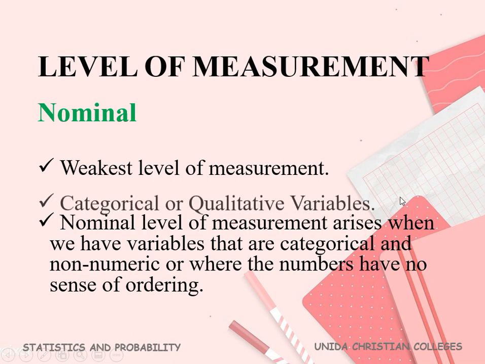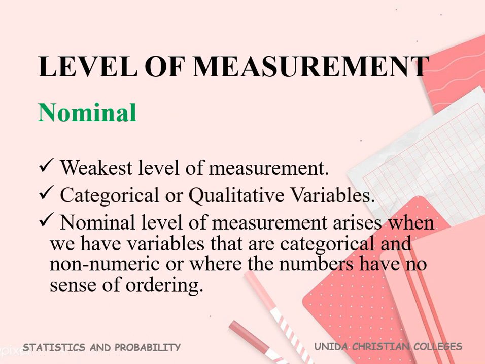Okay, so let's start with the nominal level of measurement. So, nominal, it is the weakest level of measurement. It is under the categorical or under the qualitative variable. So, here, we just categorize the characteristics or attributes. Nominal level of measurement arises when we have variables that are categorical and non-numeric, or where the numbers have no sense of ordering. So, remember, in nominal, we just categorize the characteristics or attributes, and there is no sense of ordering.